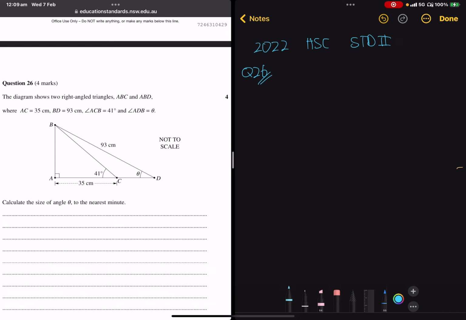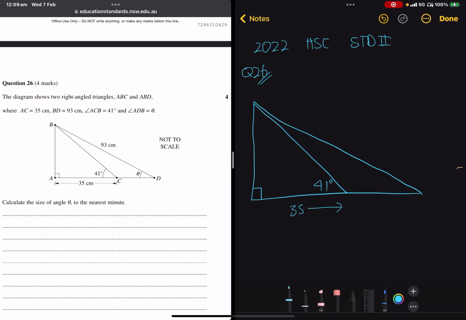Okay, so let's draw a little copy of this diagram in our book. So we have a big triangle like this, a major triangle, and then a smaller triangle inside it, something like this. This is 41 degrees, this is 90, this distance is 35, this is theta, this distance is 93.